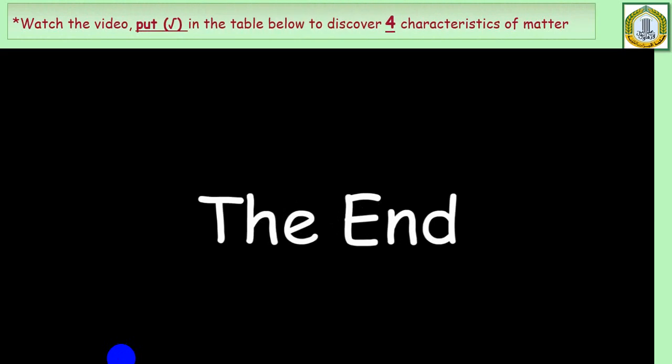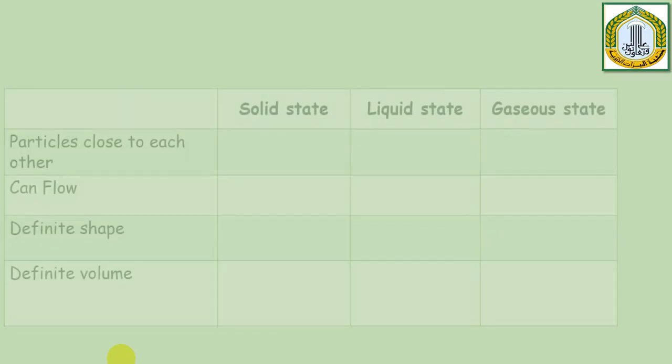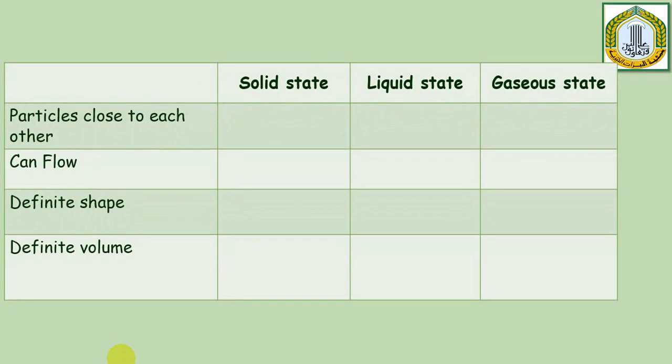So, dears, you have watched the video. Now what you are going to do? You have to put a tick in the table to discover about the characteristics of matter. As we have seen, we have three states which are solid, liquid, and gas. So in which one of them the particles were close to each other?